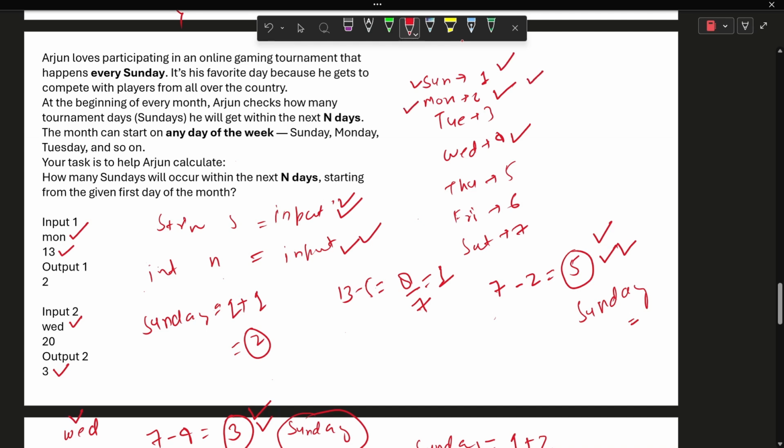Assign a value to every day and subtract it from the weekday, meaning total 7 minus the number on which the month starts, like here Monday means 2. After that we get 5. Just subtract 5 from the actual number n, like in 13 minus 5 it becomes 8. After that divide it by 7, 8 divided by 7 is 1. Just add 1 to the answer. It is your final answer.